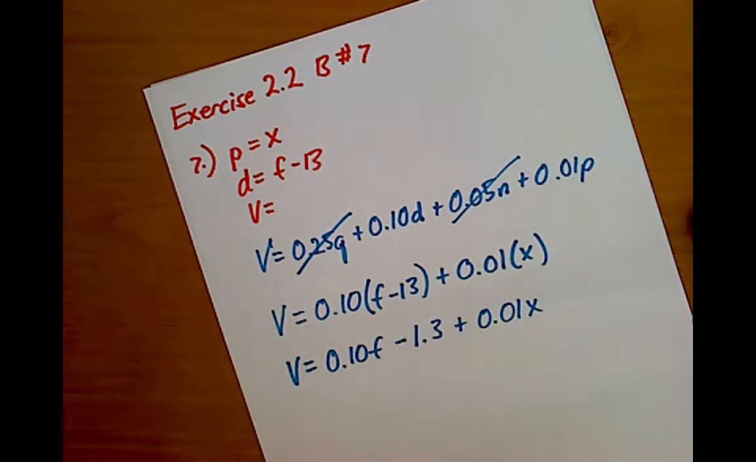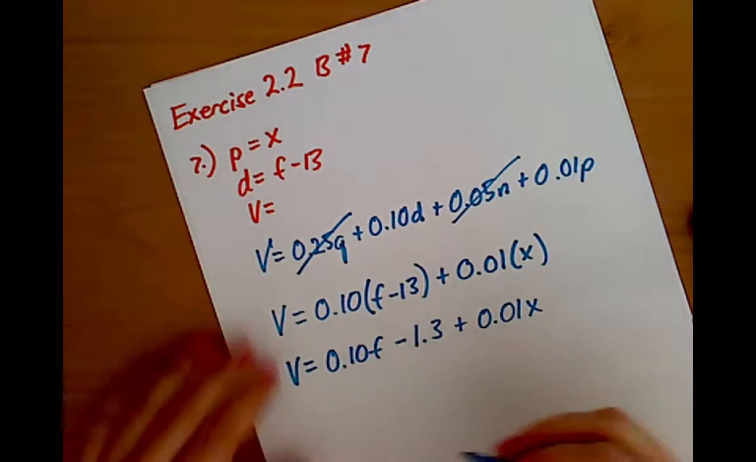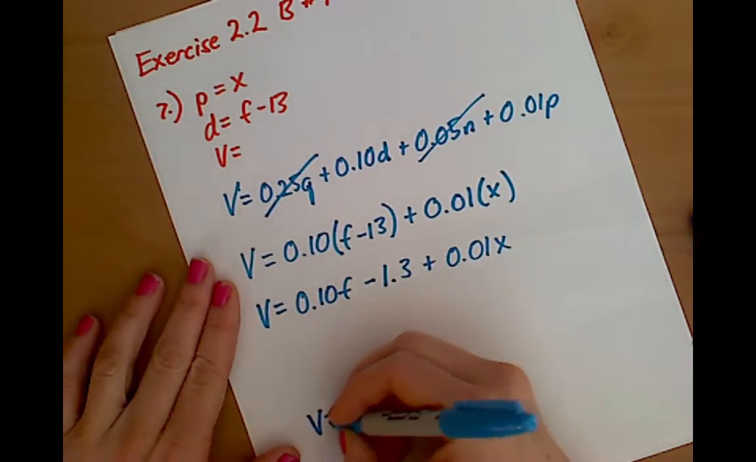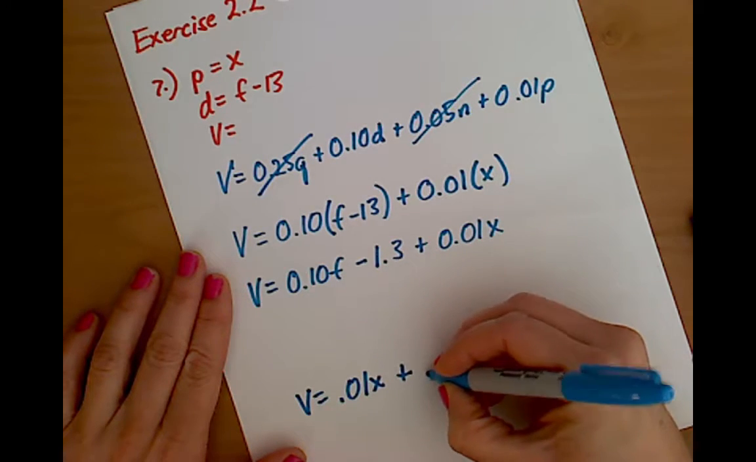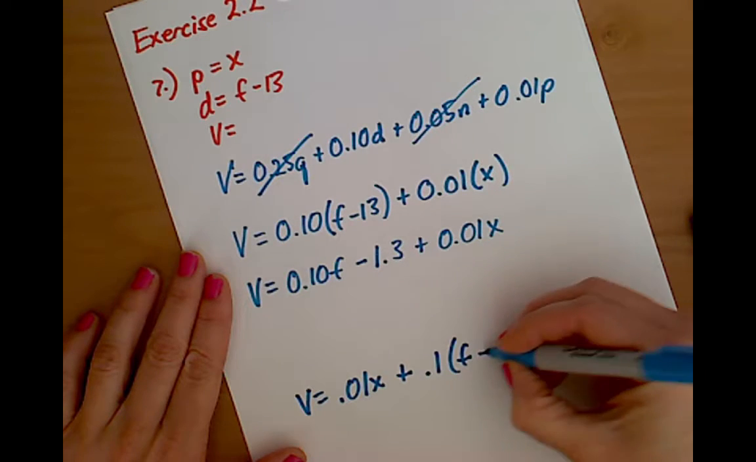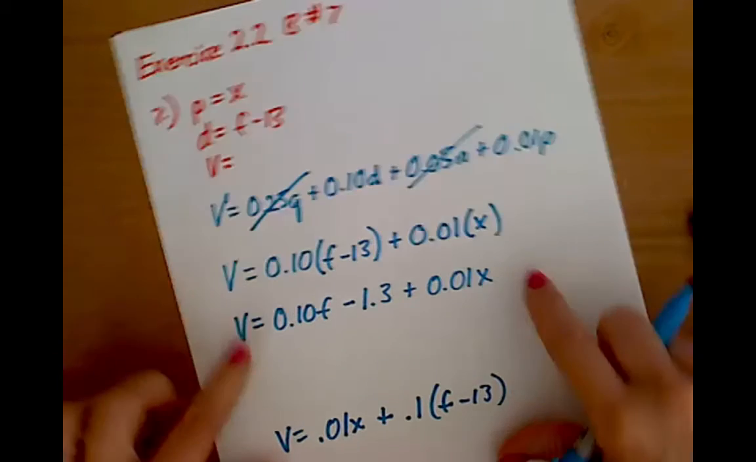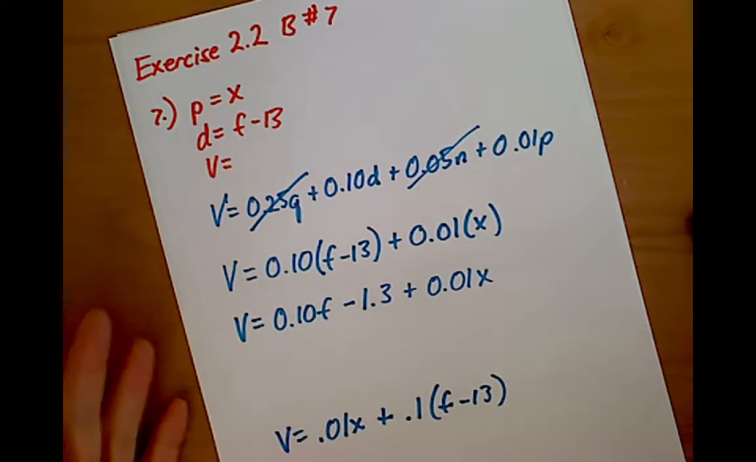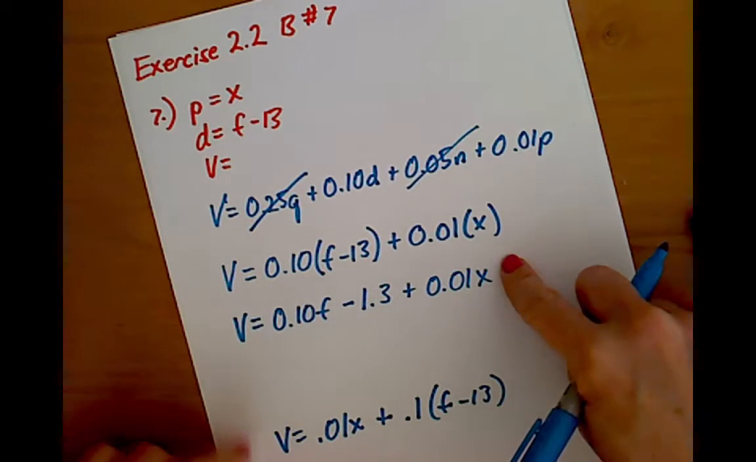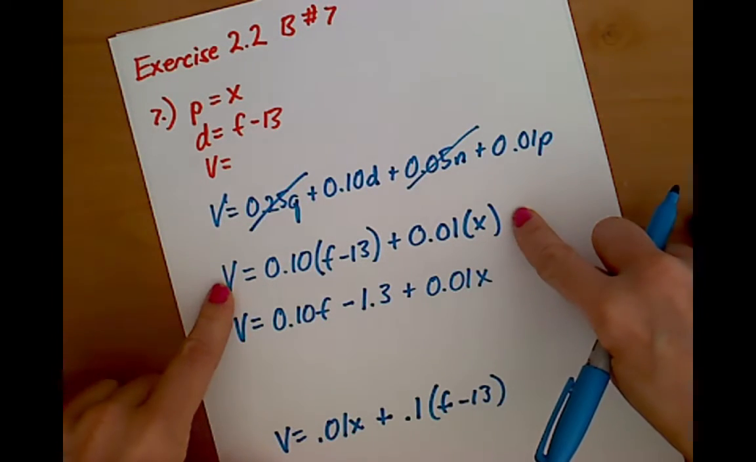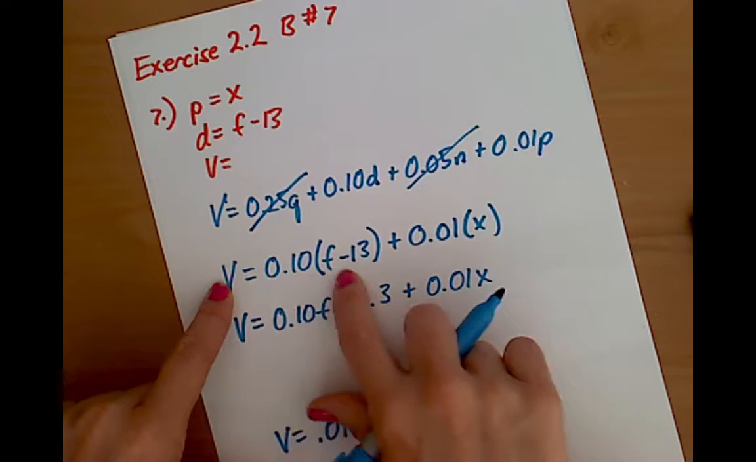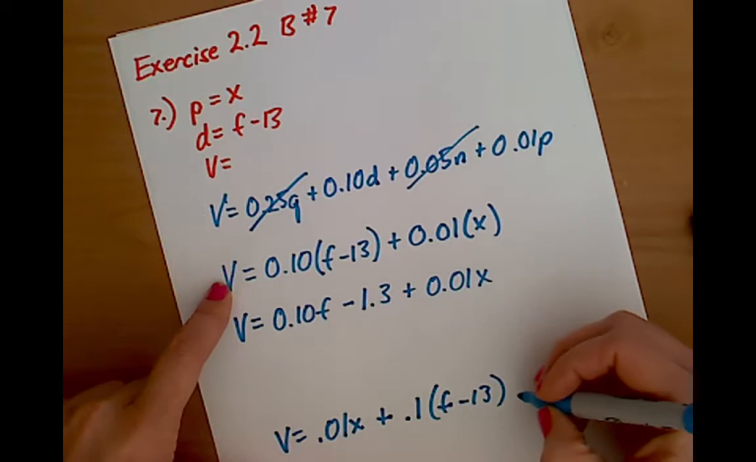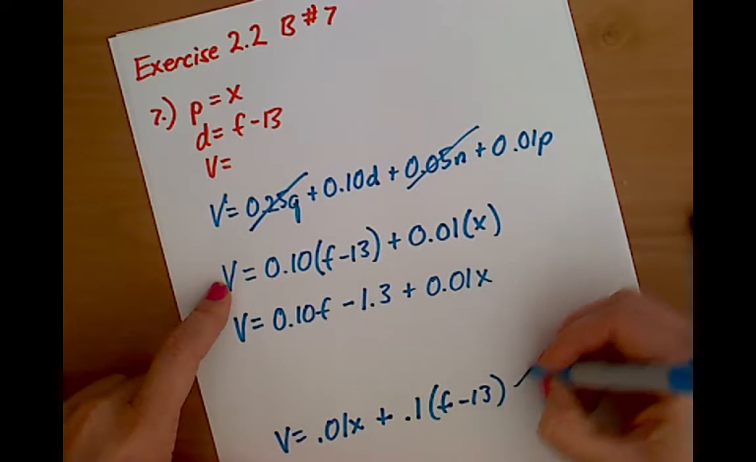Let's look at the answer and see what they said. The answer key says V is equal to 0.01x plus 0.1 times (f minus 13). Now, you look at this and you look at this, you may say, oh no, I got it wrong. But is this the same thing as this? Actually, yes. Look, if we go up to here, we have 0.01x, that's 0.01x, and then here is 0.1 times (f minus 13). Here's 0.1 times (f minus 13). So this is the one in the answer key, but it really is the same as this one.